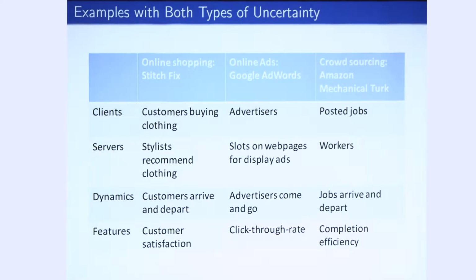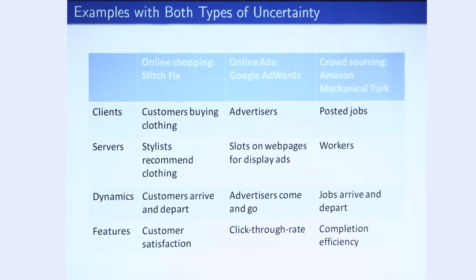For example, in online shopping platforms such as Stitch Fix, the clients can be customers who are interested in buying clothes, and servers correspond to stylists who recommend clothes to the customers. The customers arrive and depart in these platforms, and the payoff to the system is the customer satisfaction. It is crucial that when a stylist recommends clothes to a customer, this customer satisfaction is unknown to the system operator. So the customer satisfaction has significant uncertainty in this case.